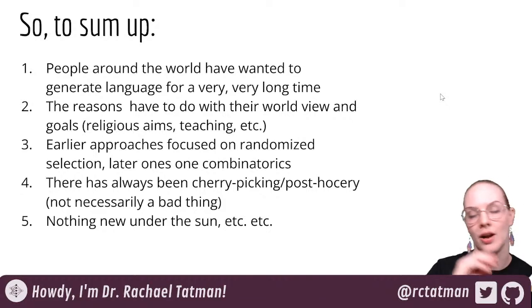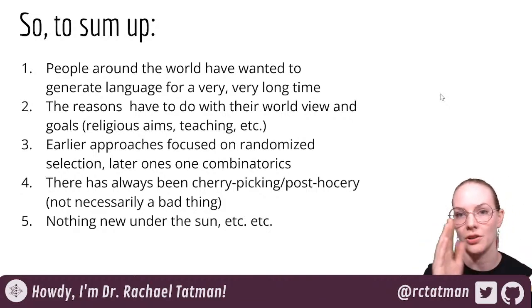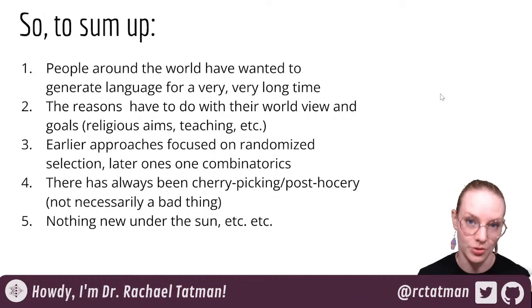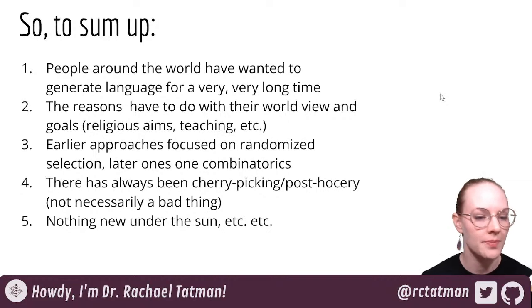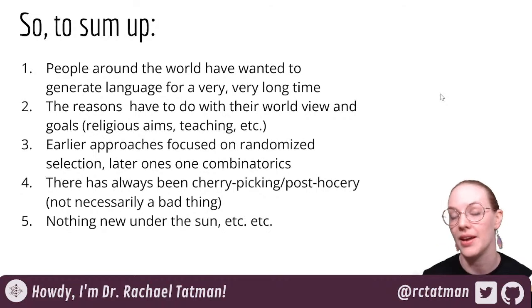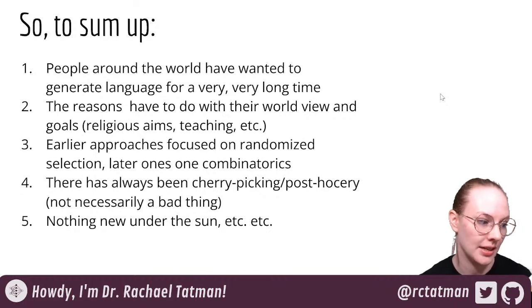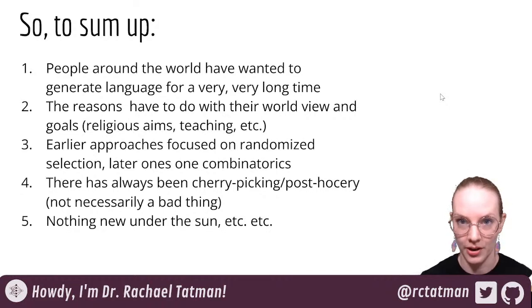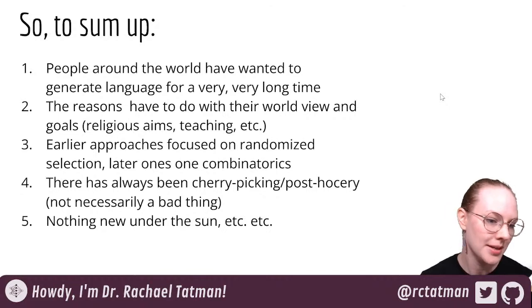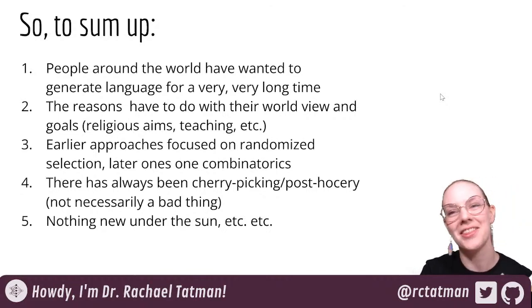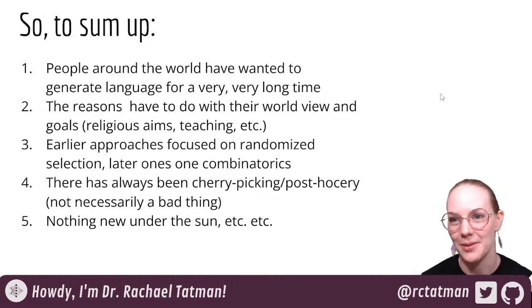And we have this shift from focusing on randomized selections, to focusing on combinatorics, to focusing on randomized combinatorics, as a very high level overview, which is sort of where we are now. And there's always been cherry picking, post hocery. Post hoc means after the fact, doing something after the fact to the generation to select the thing that looks the best or most interesting to you or to pique people's interest. I wouldn't say it's necessarily a bad thing, but it is an important part of the history of natural language generation, and I would argue is very much still a part of it. And, you know, there's this saying, there's nothing new under the sun, et cetera, et cetera.